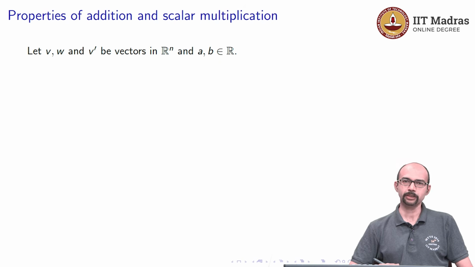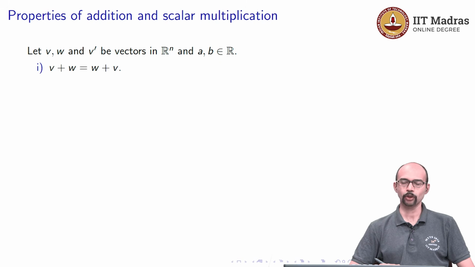So what are the properties of addition and scalar multiplication? Suppose we have vectors v, w and v prime in Rn, and suppose a and b are scalars. We are going to bring out certain properties of vectors. These are going to be very easy, and you might wonder why we are doing this, but in the subsequent 5 minutes from now we are going to use these same properties, and they will be the guiding principles for what is a vector space.